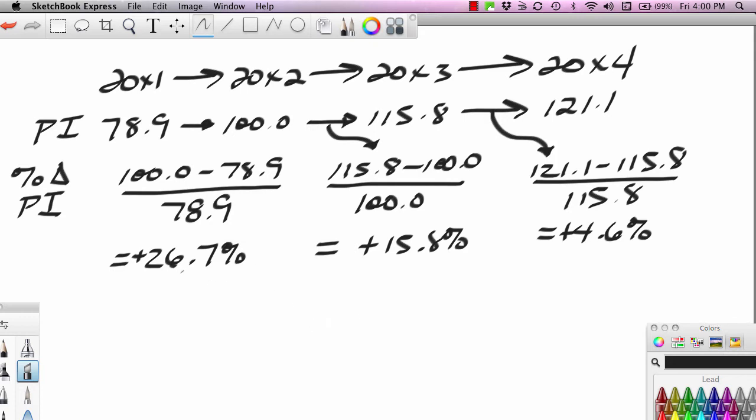So what we see here is that actually inflation is dropping. Prices are increasing across this spectrum. Between 2001 and 2004, prices are increasing in general, but they're increasing at a decreasing rate. This has actually got a name. This is called disinflation.